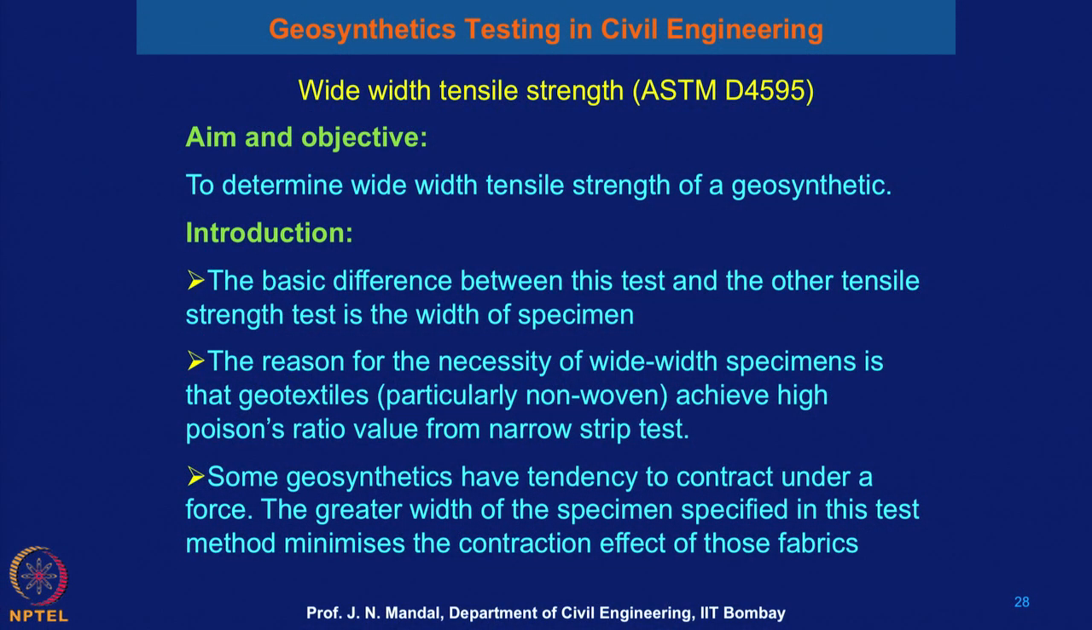The reason for the necessity of a wide width specimen is that geotextile, particularly the non-woven geotextile, achieves a high Poisson's ratio value from the narrow strip test. Some geosynthetics have a tendency to contract under a force. The greater width of the specimen specified in this test method minimizes the contraction effect of those fabrics.